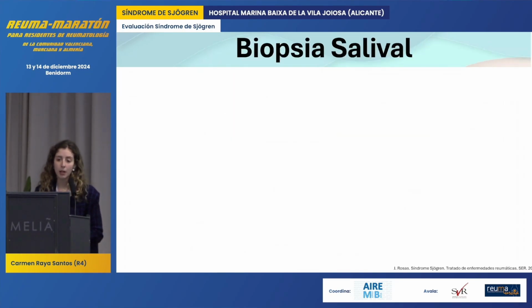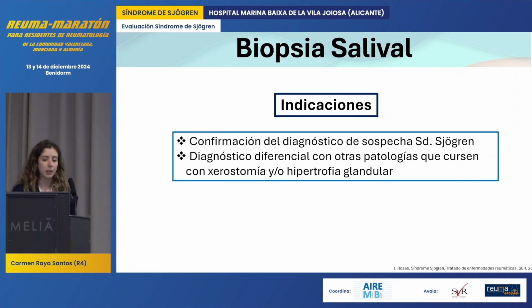Now we move on to the salivary gland biopsy. When is it indicated? When we want to make a suspected diagnosis of Sjögren syndrome. It would be considered the last step in the process, even though it's easy to perform. Now we'll see how it's done. And also when we have doubts about the diagnosis and want to perform a differential diagnosis with other conditions.